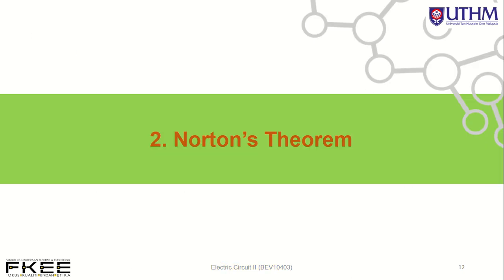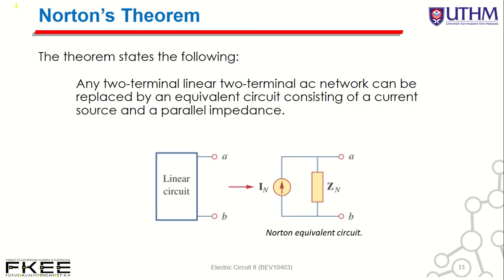Okay, next we discuss Norton's theorem. This theorem states the following: any two-terminal linear AC circuit, or AC network, can be replaced by an equivalent circuit consisting of a current source and a parallel impedance. Let's say you have a linear circuit with two terminals A and B. This circuit you can replace by a Norton equivalent circuit.